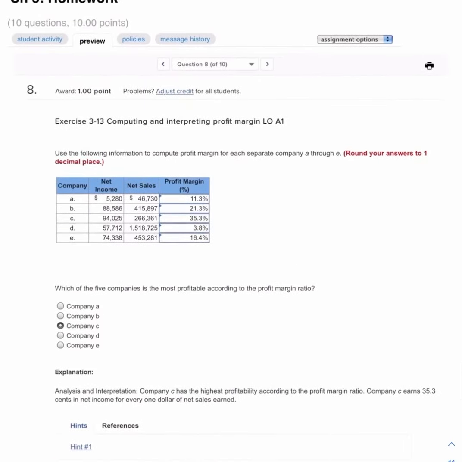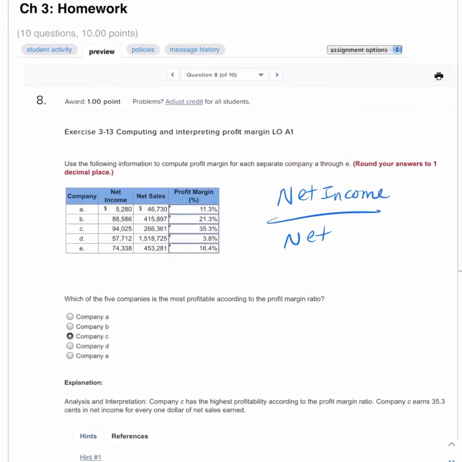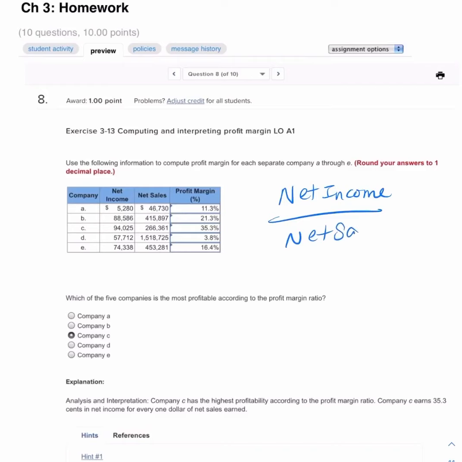Now number 8, what we're looking at here is our profit margin. So how do you calculate profit margin? Well, profit margin is going to be calculated as net income divided by net sales, and that is equal to my profit margin. So I'll take 5,280 divided by 46,730, 88,586 over 416, and on down the list we will run. So as you do that, you will calculate the profit margin for each.